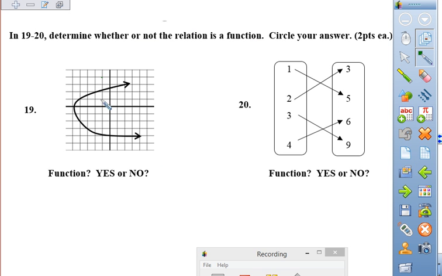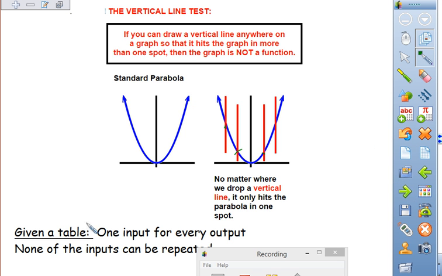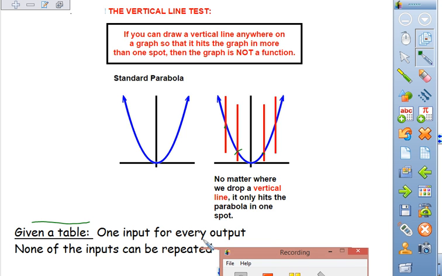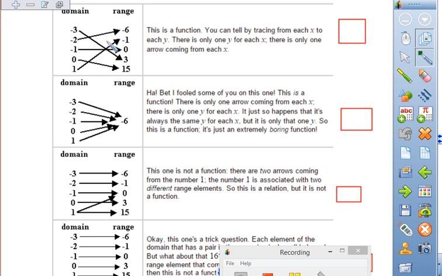So I'm going to do the vertical line test. If I draw my line right here, it hits at one spot, but pretty much everywhere else it's going to hit at 2. So I'm going to say, no, this isn't a function. In number 20, we don't have a graph, we have a table. So let's look at our definition. Given a table, we want to look for one output for every input, or that none of the inputs can be repeated. So for example, here are some relations that we can analyze.